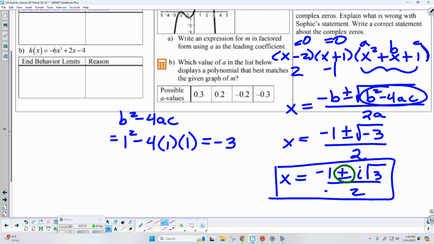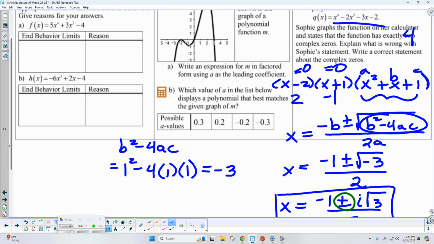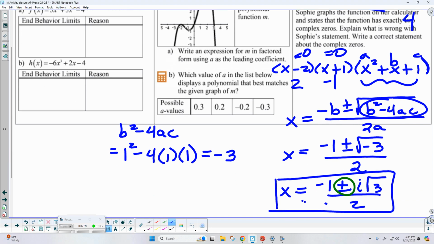Okay. Well, come back up to the statement. This is what's wrong with Sophia's statement. Okay. There aren't 2 complex zeros. How many complex zeros are there? Anybody got a guess? There are 4. Okay. And I already see some people go, huh? Okay. There are 4. See, we got 2 solutions here. Okay, 1, 2, 3, 4. So there are 4 complex zeros.